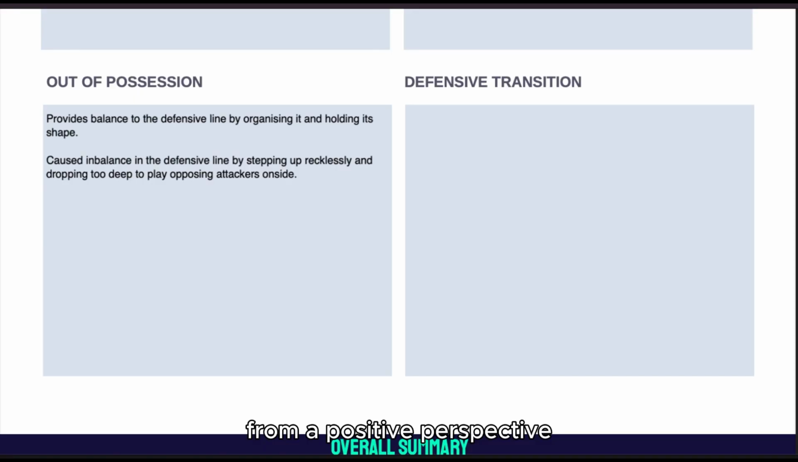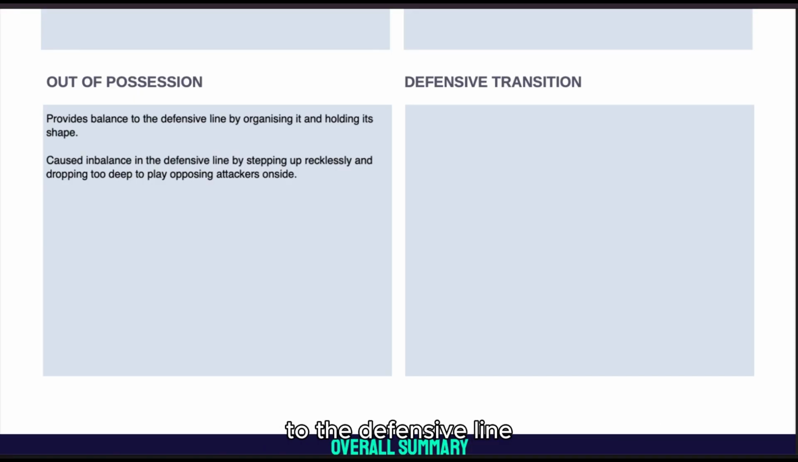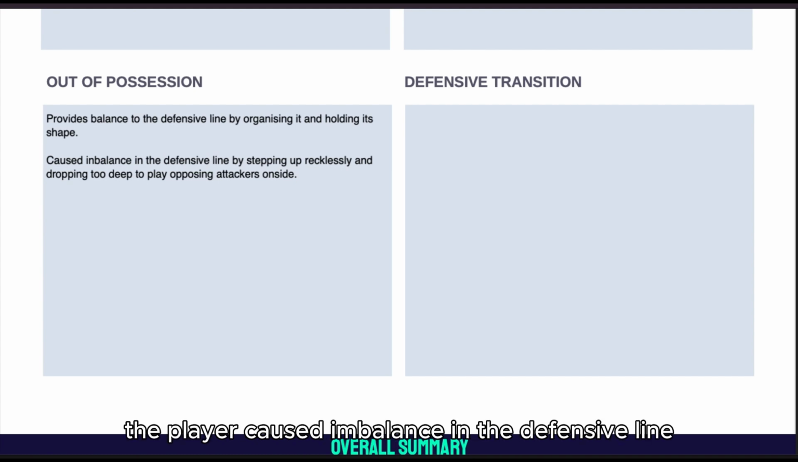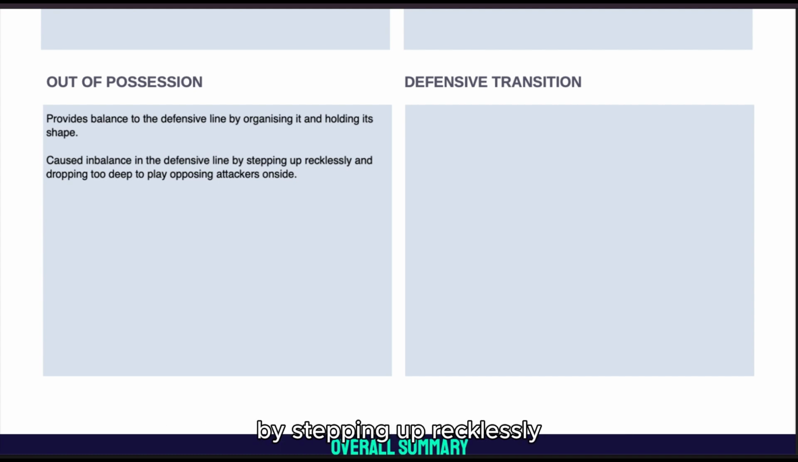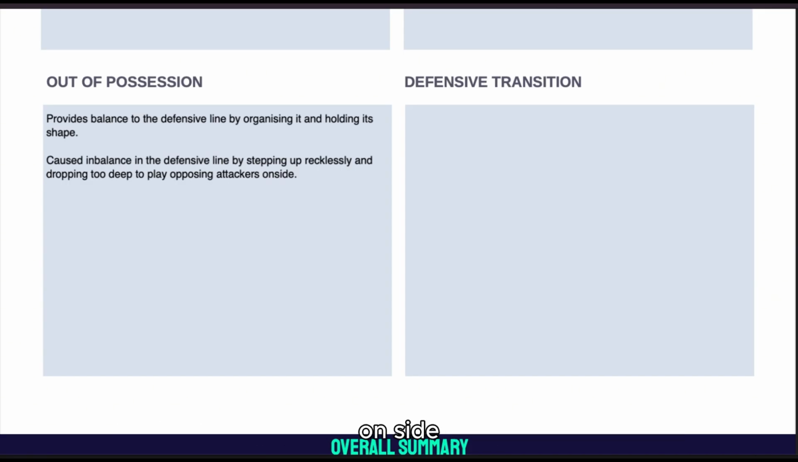From a positive perspective, you could say that the player provides balance to the defensive line by organising it and holding its shape. So that's mostly for defensive players. From a negative perspective, the player caused imbalance in the defensive line by stepping up recklessly and dropping too deep, playing opposing attackers onside.